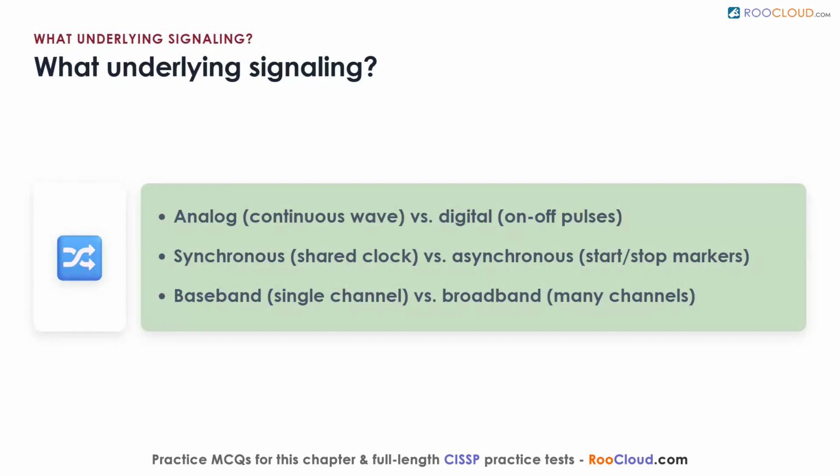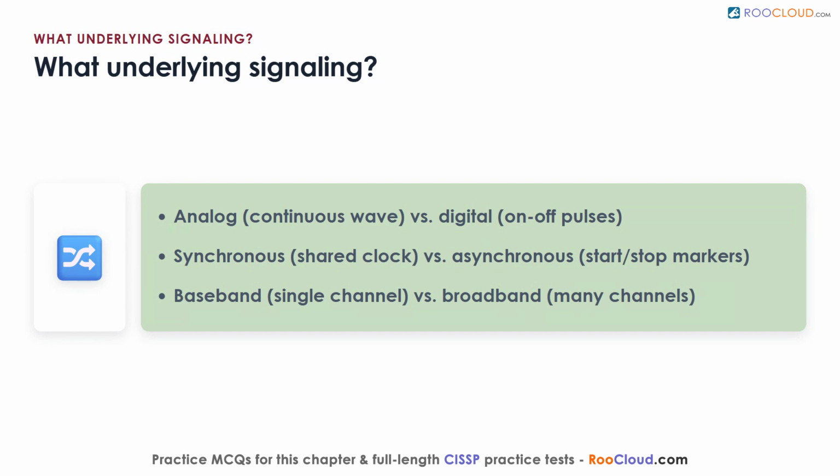What signaling technologies underpin all of this? A few fundamental choices about how bits move. Signals are either analog, a continuous wave that varies smoothly, or digital, crisp on-off pulses that resist distortion far better over distance. Communication is either synchronous, paced by a shared clock for high-speed transfer, or asynchronous, using start and stop markers, better for smaller bursts.